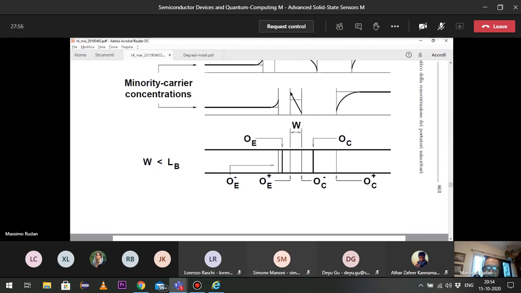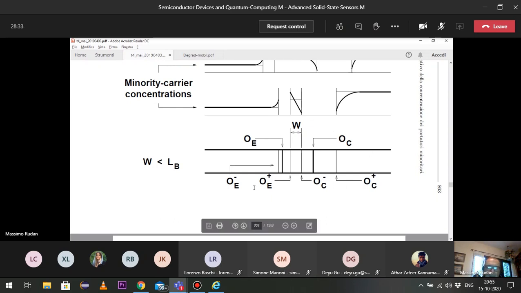When the base is very, very thin, we can even linearize the distribution of the minority carriers, okay? Since the minority carriers decrease from left to right, we expect that there is a diffusion of the minority carriers from left to right, okay? We shall see this better with the calculations.